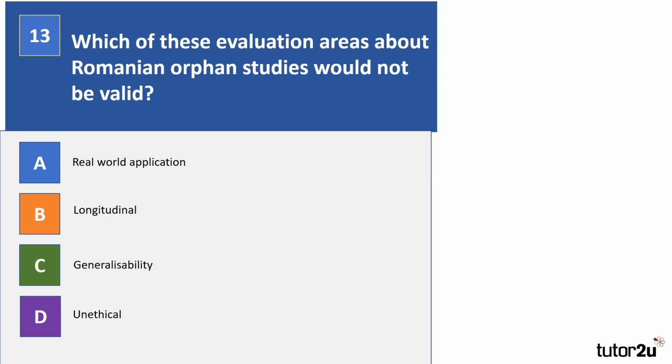Next one. Which of these evaluation areas about Romanian orphan studies would not be valid? A, real-world application, B, longitudinal, C, generalizability, or D, unethical. So which of these could we not do a good AO3 evaluation from? Take a moment just to think about it and come back.